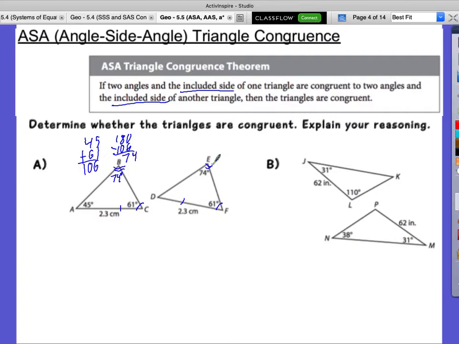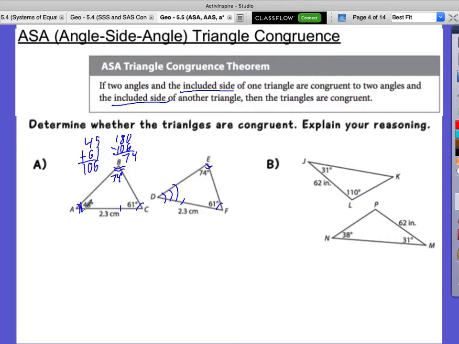So that means A and D are congruent. Now, is this enough information to prove these triangles congruent? No, because it's two angles and what kind of side? One non-included side. Exactly, but because two angles are congruent, the third angles have to be congruent. Now do we have two angles and the included side? Yes. So you have to go through that process and make sure we have the included side.